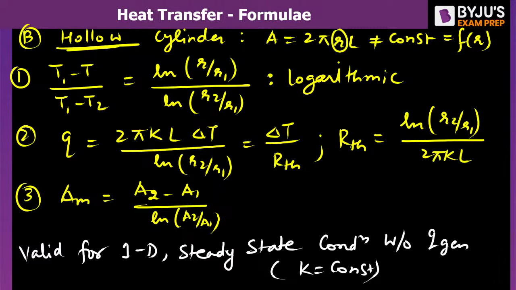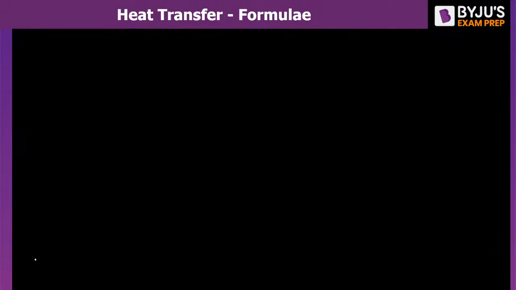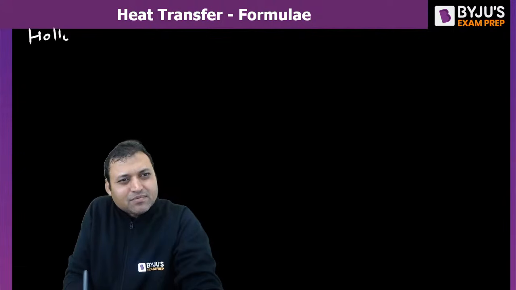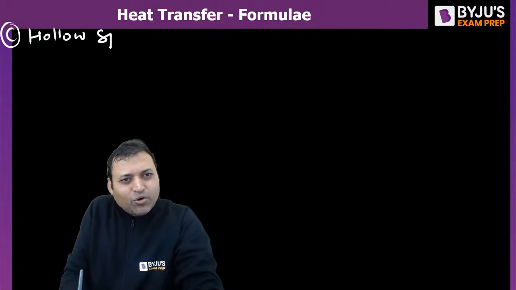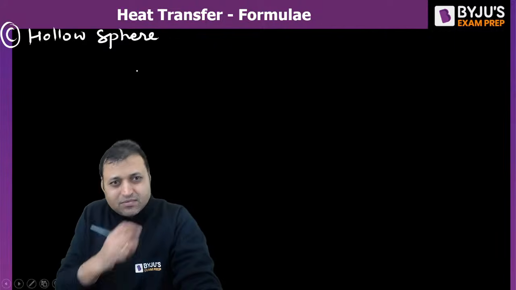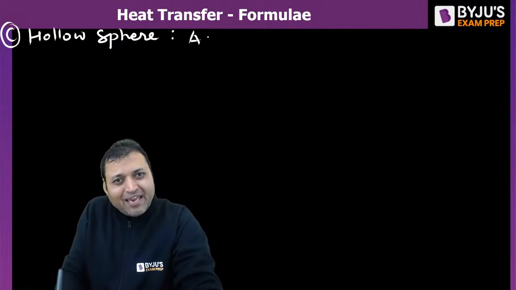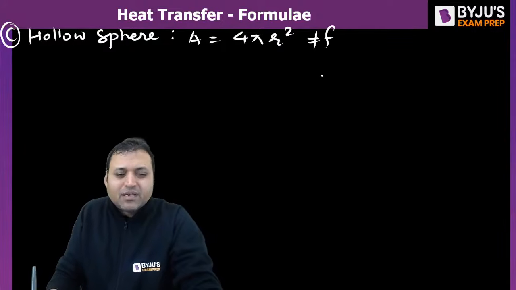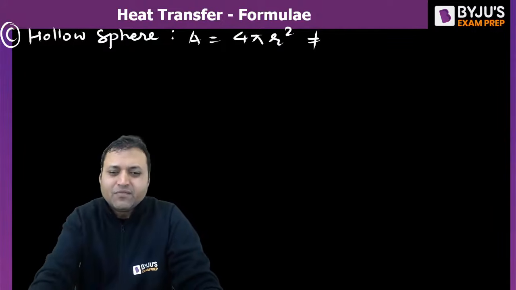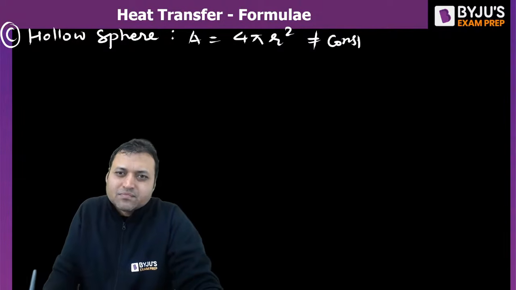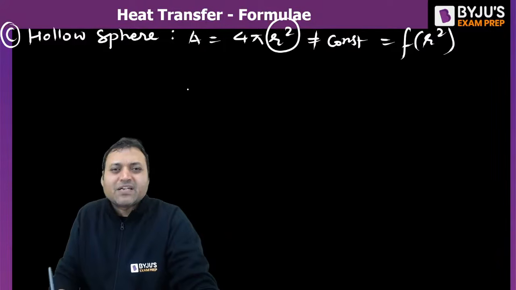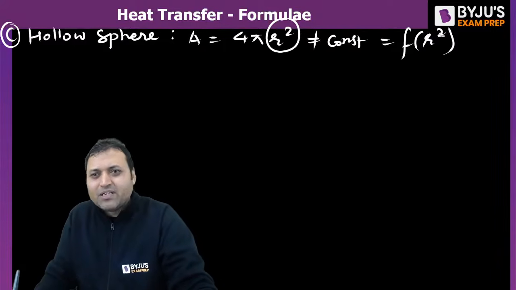Then let us talk about the hollow sphere. Let us discuss some formulas for the hollow sphere. For a hollow sphere, the area, which is given by 4 pi r square, is not constant. It is a function of r square.